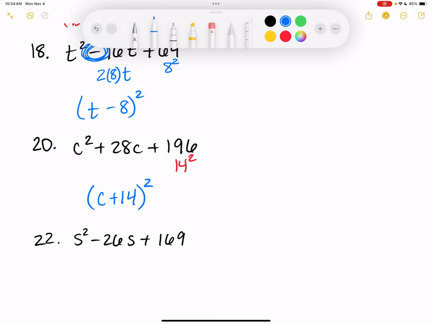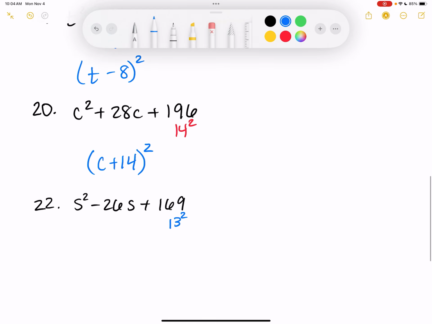It is 13, and then 13. So this is 13 squared. And again, you don't have to write this. I'm just doing this for a visual for you. So what are the factors? S minus 13 squared. So the sign in the middle term, and then whatever that is being squared.